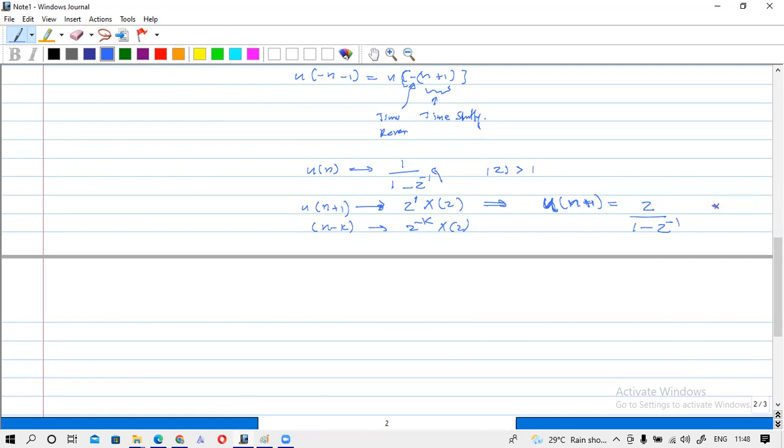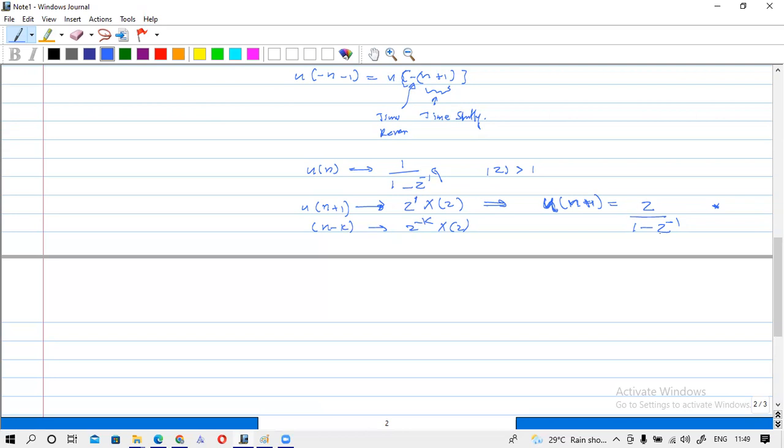Are you okay with this? Do you have any problem related with this? Okay, thank you. So I think it is clear for everyone, how to come to this stage. We have used the time shifting property. So here minus k, if it is minus k, it will be minus k. So here it is plus 1, so it will be plus 1.